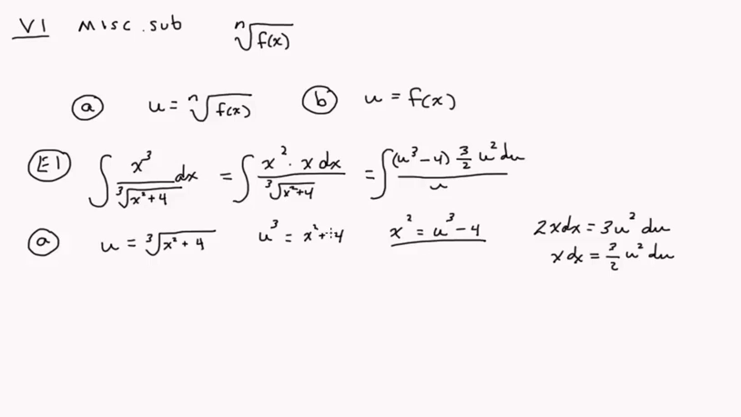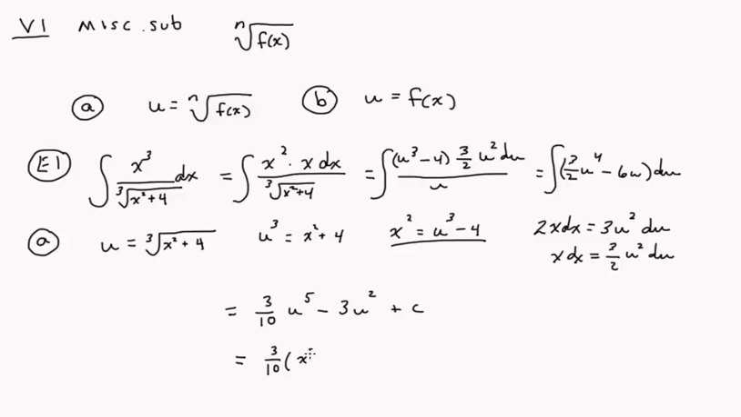That's basically the trick. After we simplify here, we're going to have 3 halves u to the 4th minus 6u du. And that is as easy as they come, simple antiderivative. So we have, let's see, 3/10 u to the 5th minus 3u squared plus c, and that's going to come out to be 3/10. Back sub now to make it in terms of x.